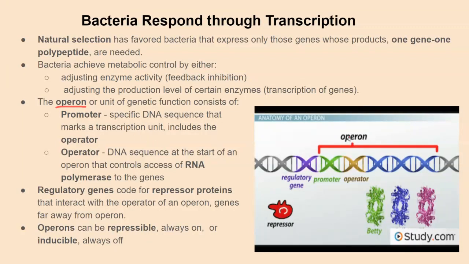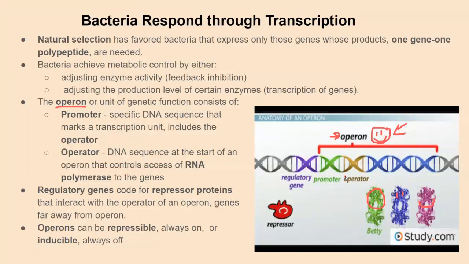For instance, if I have an operon and I want to make a smiley face, I'm going to have one gene that creates the circle, one gene that creates the eyes, and one gene that creates the mouth. I need all three genes to make a smiley face. I don't need just circles and eyes, and I don't need just eyes and mouths. I need all three at the same time. So in order to streamline this process, they're all going to be connected to the same operon.